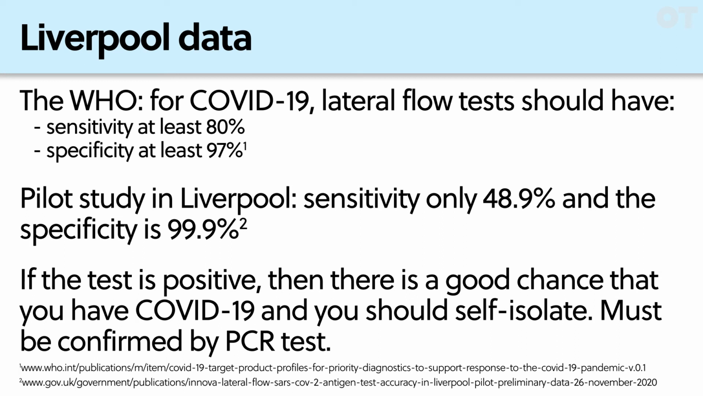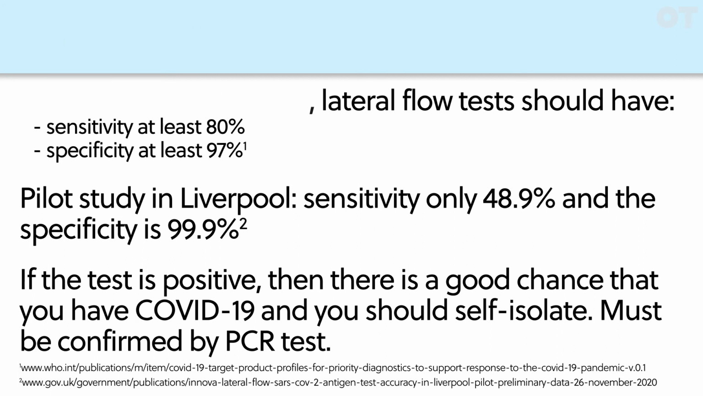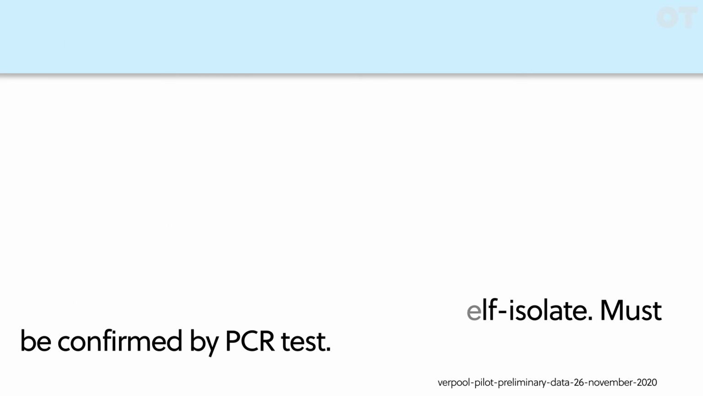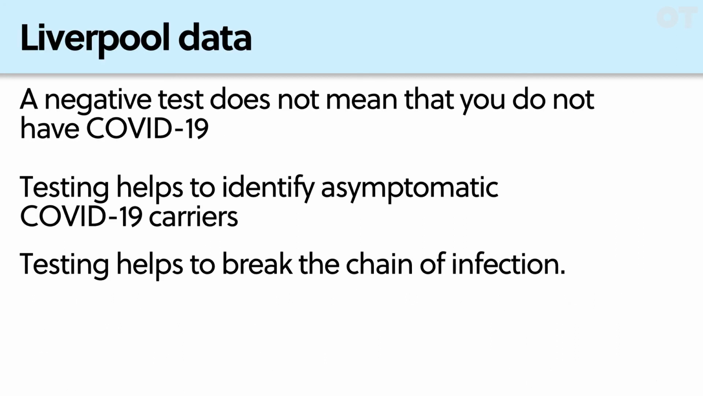Where lateral flow tests are not so good is when it says that you don't have the disease, and that's where the 48.9% becomes relevant, because actually it may well have missed a number of people who do have the disease. And the Liverpool data looked at lateral flow tests and compared them against PCR tests, which, as we've said, is the gold standard. So what we now know is that if a lateral flow test is negative, you can't be certain that you do not have the disease.